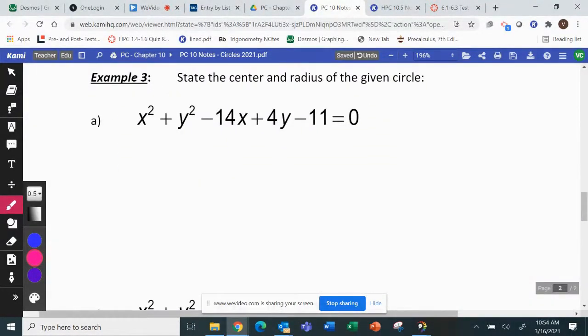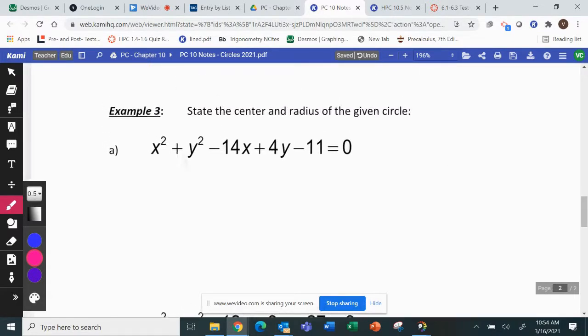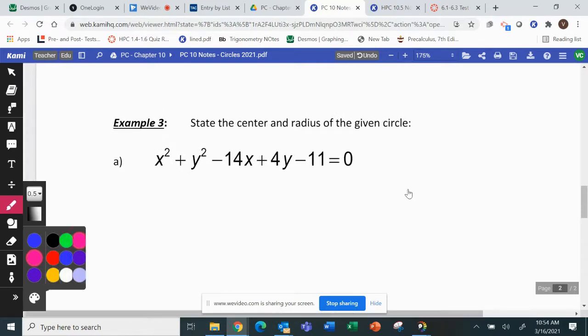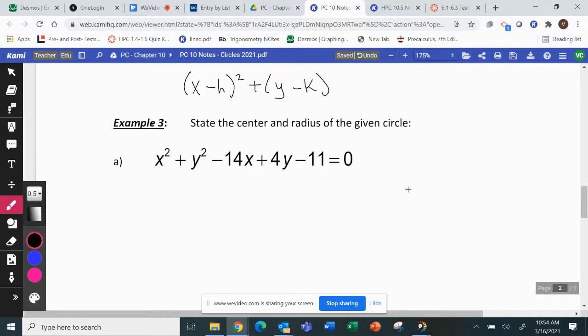Okay, the next one is find the equation of the circle, state the center and radius. So just a reminder, our circle standard graphing form that we can find our radius and center is (x minus h) squared plus (y minus k) squared equals r squared. We see anything different about this equation?